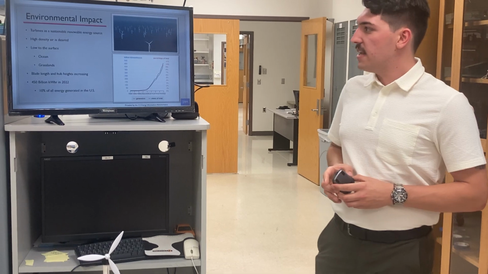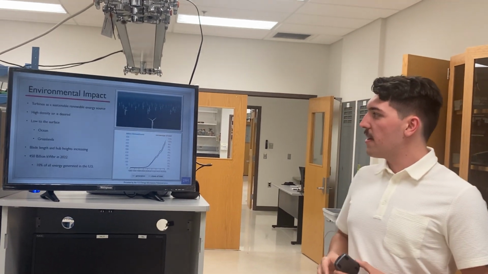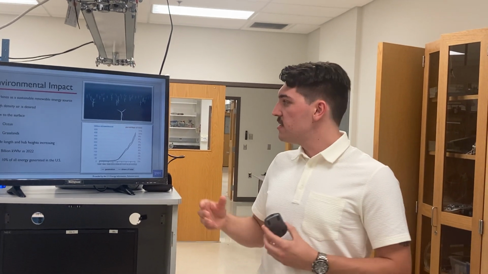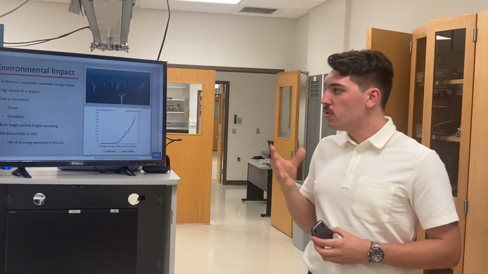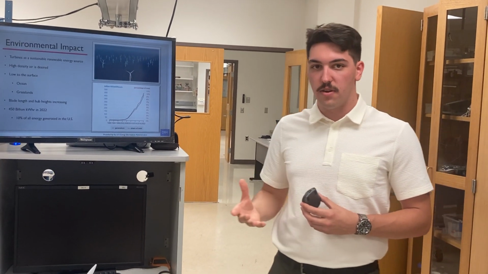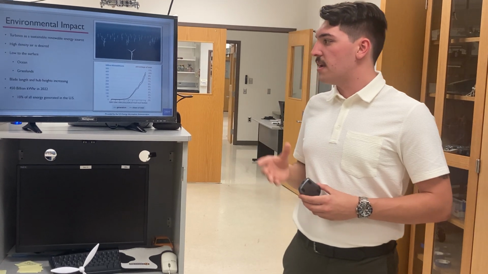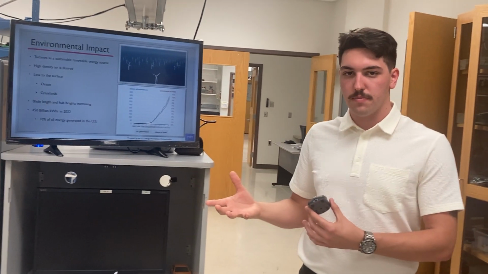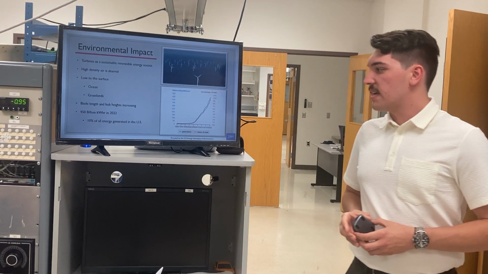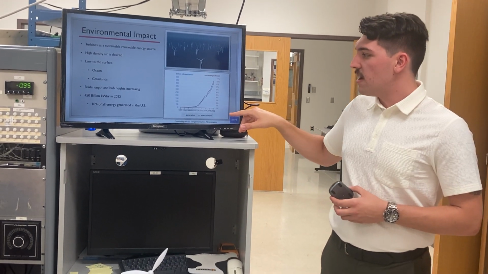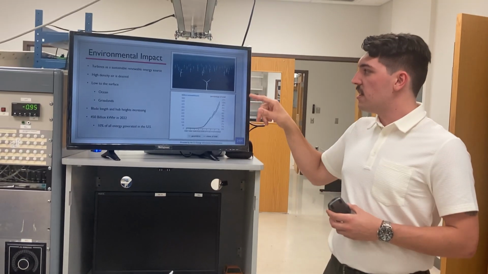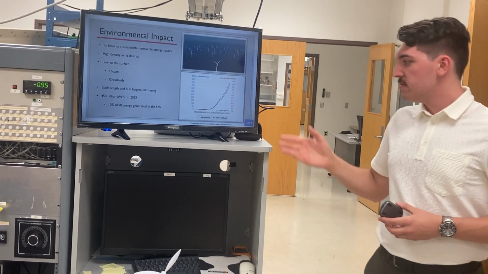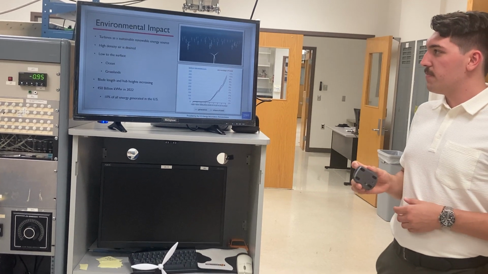And as we said, high density air is desired. The lower you are, the better. You can operate more efficiently at slow speeds. That's why we see so many wonderful offshore wind turbines. Oceans are an ideal place for this. Grasslands are an ideal place for this. Blade length and hub heights are increasing, as we saw in the past slide. And like I said, 10% of all energy generated in the U.S. is because of wind turbines, and that has absolutely grown exponentially.